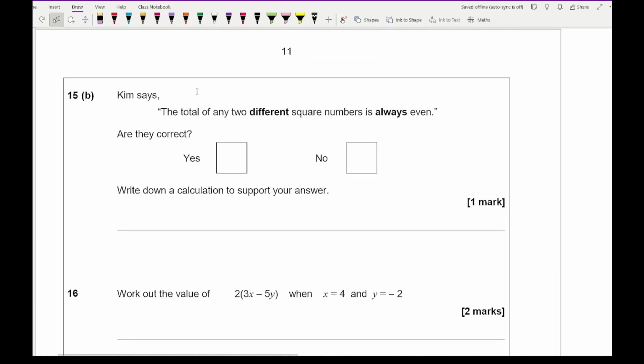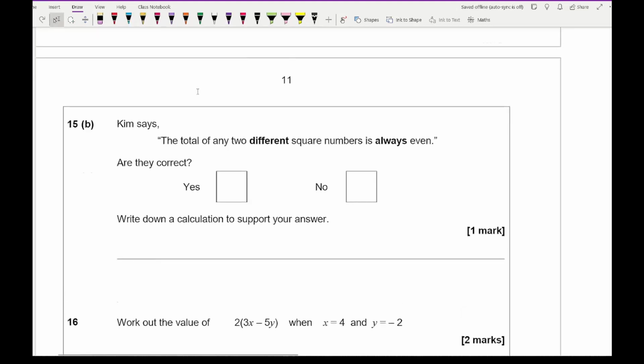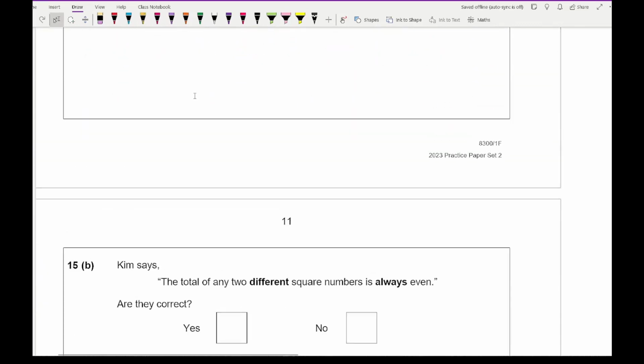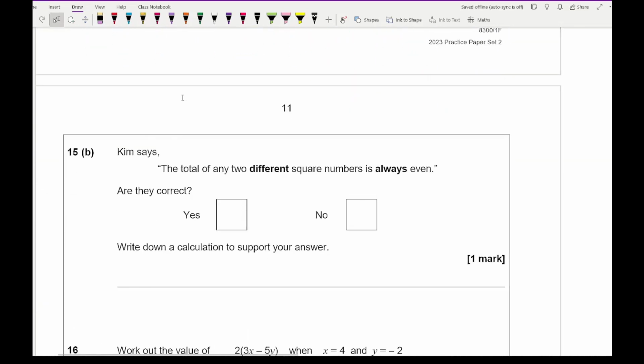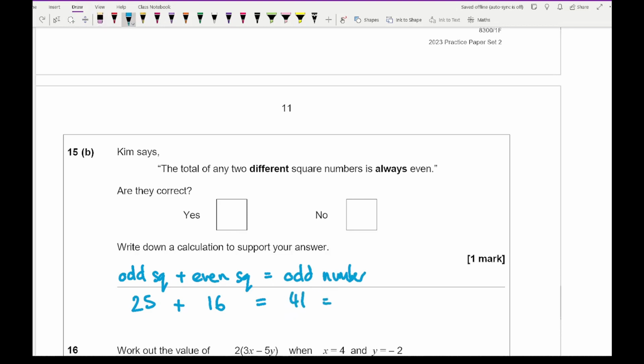Moving on to question 15b, it says Kim says the total of any 2 different square numbers is always even. Are they correct? So for this, we just need to give an example. If we add any 2 square numbers, is the answer always going to be even? Well, if I add an odd square plus an even square, then it's going to equal an odd number. As an example, I could say 25 plus 16 equals 41, which is odd. So is Kim correct? No, they are not.